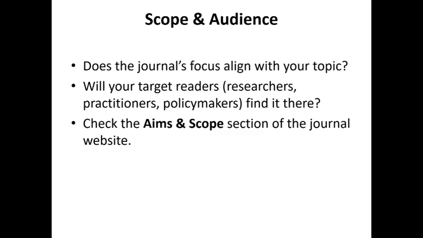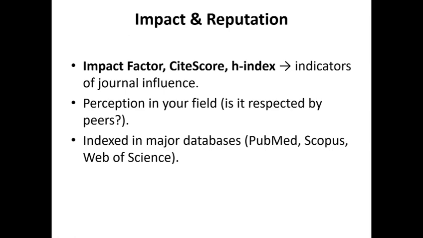So you have to know whether the journal focuses on your topic, whether the target audience is researchers or practitioners, and you also have to check the aim and scope of the journal. Then impact factor, CiteScore, and H-index show the journal's influence. For example, impact factor, as I told you, is calculated based upon the citations of your papers. CiteScore is also like this, and based upon this too, the H-index of the authors or of the journal is calculated.